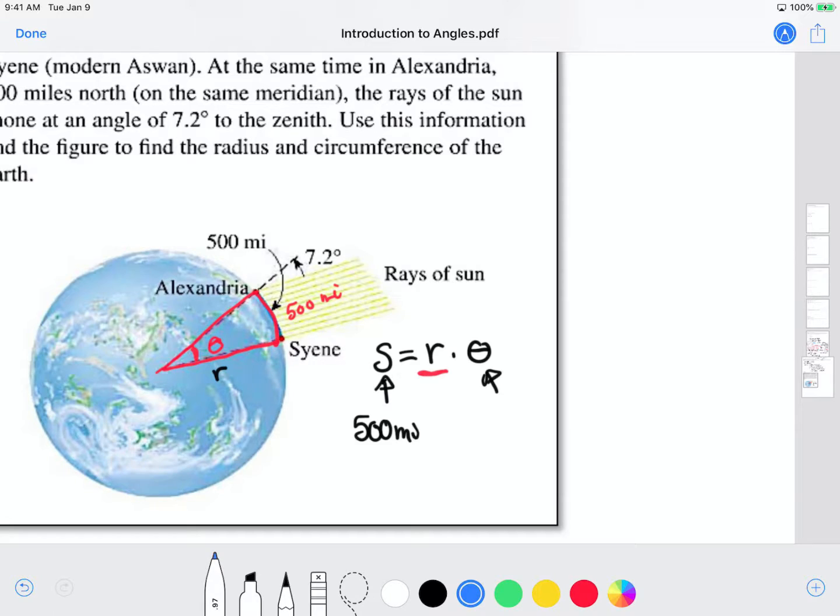So if you think back to geometry class, if you have two parallel lines cut by a transversal, the angles here and here will be the same. Since the rays of the sun are parallel, then the angle here has to be the same as the angle here. So our angle in degrees would be 7.2 degrees, but we have to change that to radians.